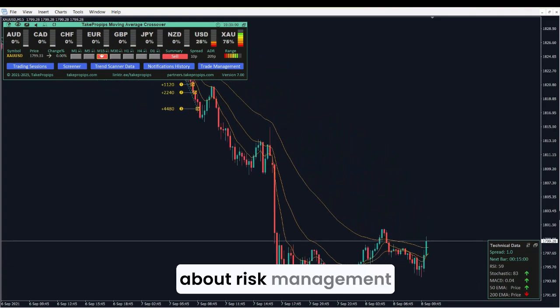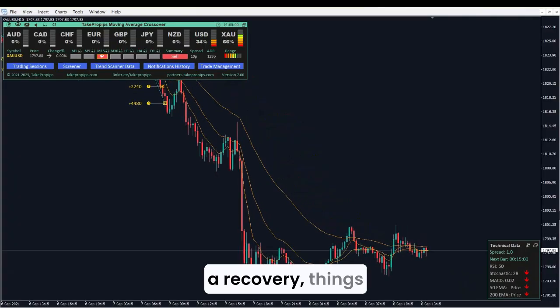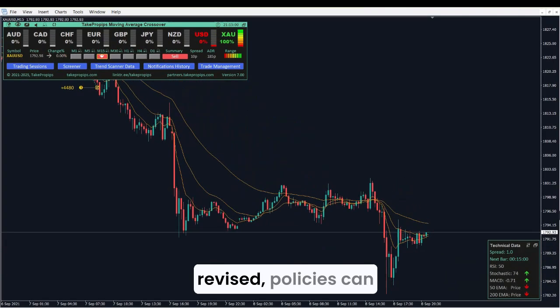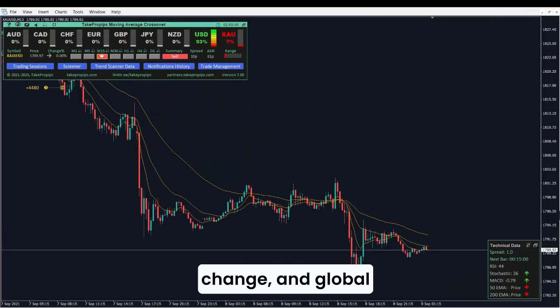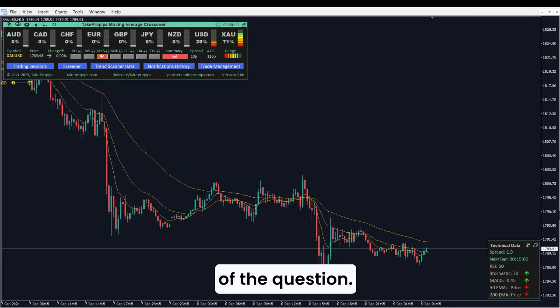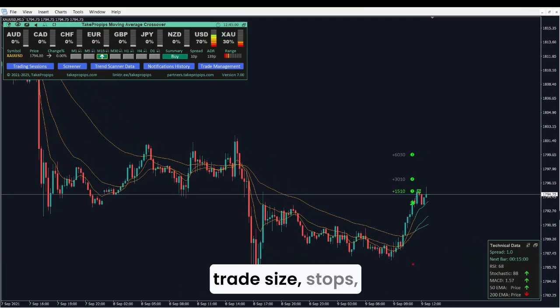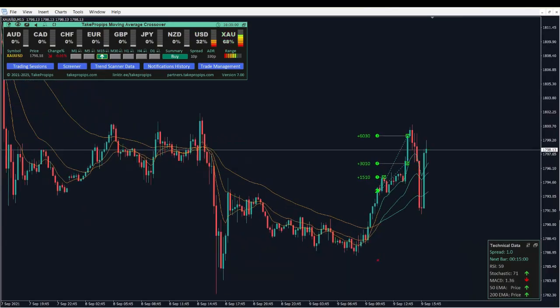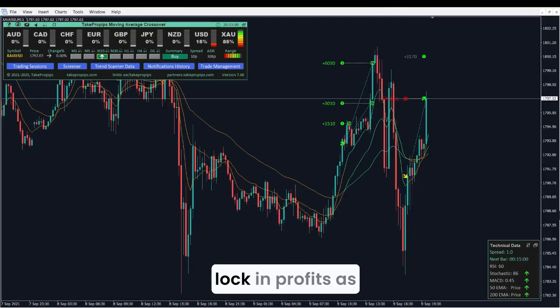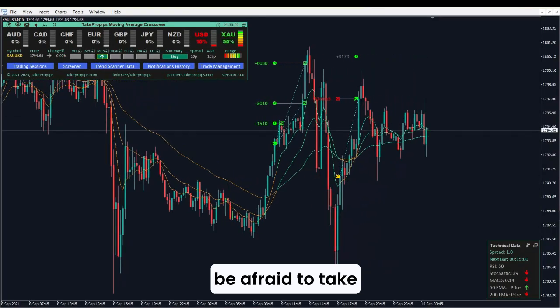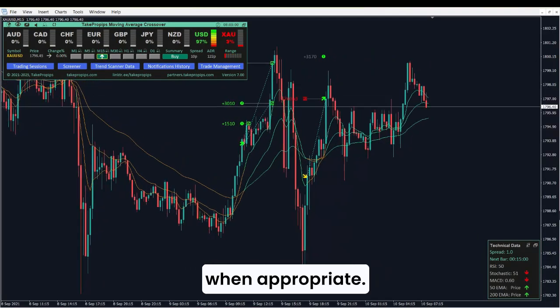Now, let's talk about risk management, because even during a recovery, things can go sideways. Economic data can be revised, policies can change, and global shocks are never out of the question. That's why you need to be smart with your trade size, stops, and exit strategies. Use trailing stops to lock in profits as the market moves in your favor. And don't be afraid to take partial profits when appropriate.